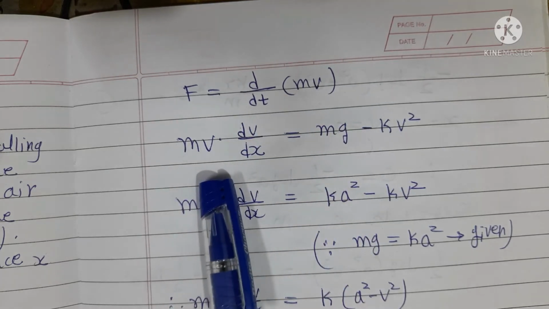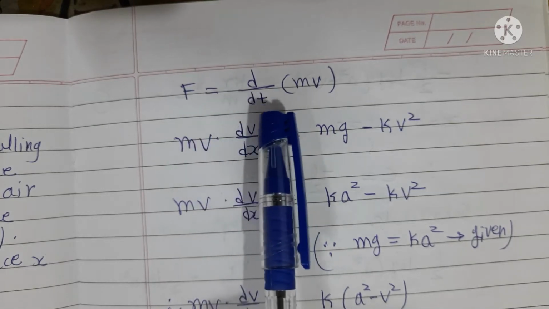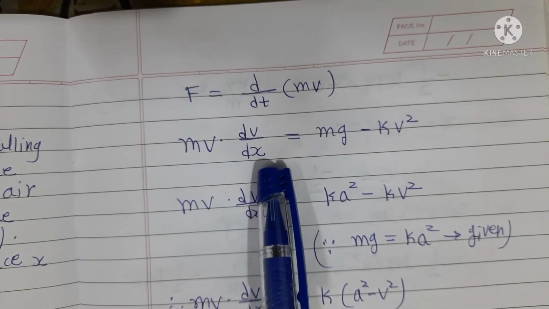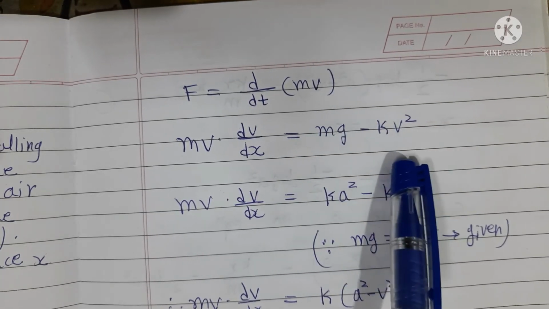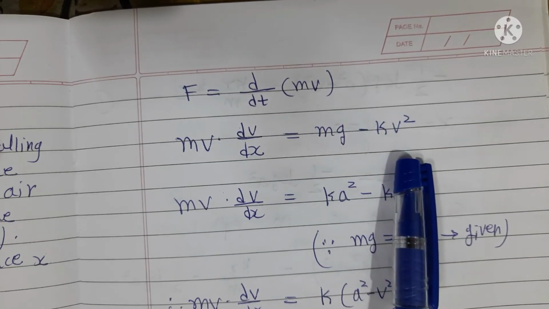And another formula we know for the force is m into v into dv by dx is equal to mg. mg is the total force acting on that body.